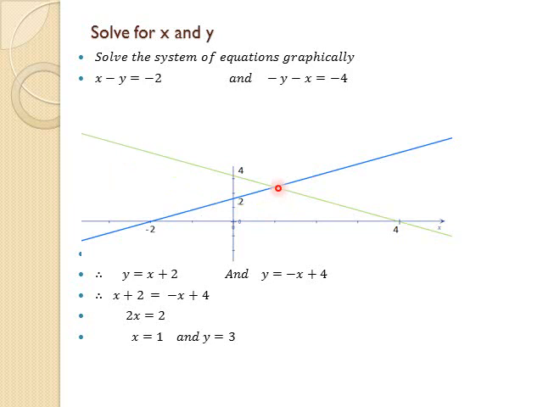There where the two graphs meet, they are equal to each other. So this point would read x being 1 and y being 3. Right? We can also mathematically solve it.